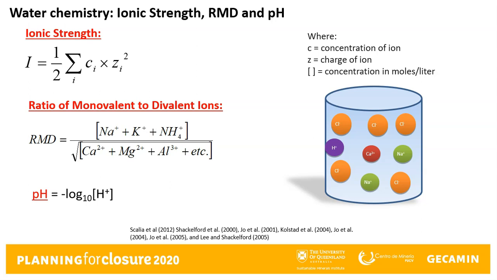The next important factor is the ratio of monovalent to divalent ions, also called the RMD for short. The RMD is the sum of the concentrations of the monovalent ions, such as sodium, potassium, etc., to the square root of the sum of the concentrations of the multivalent ions, such as calcium, magnesium, and so on. A lower RMD typically means the leachate is higher in calcium concentration.